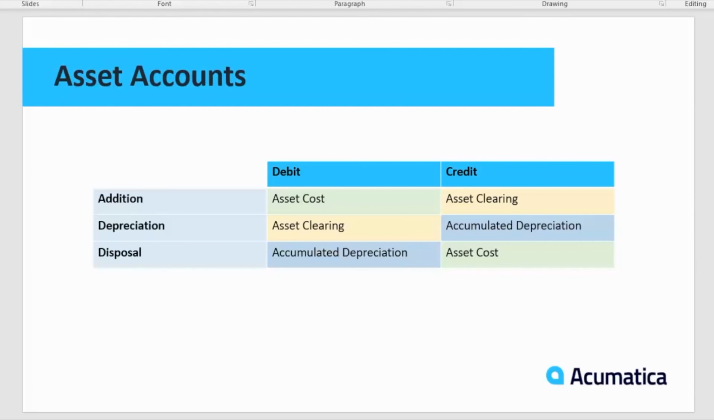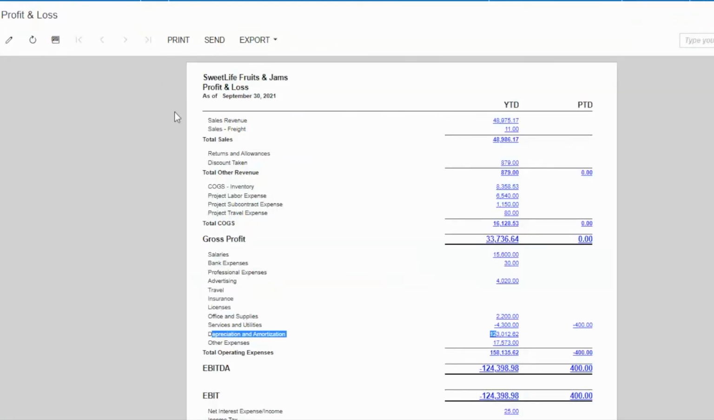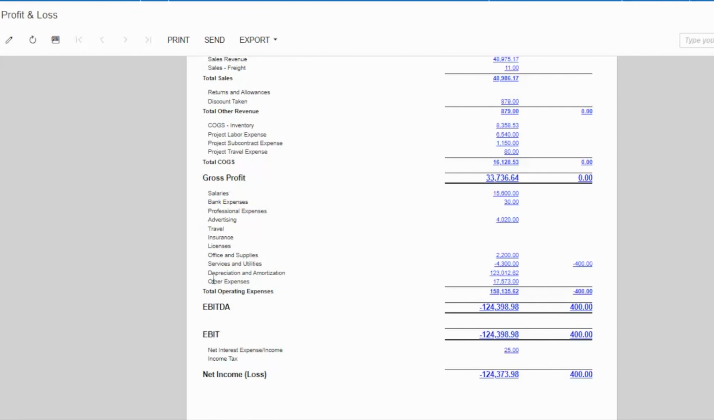Now that we have finished this process, we go back to Acumatica to see how this looks in our reports. Here is our profit and loss, and here we can see depreciation and amortization, and we can see the total amount. And that will be all for today.